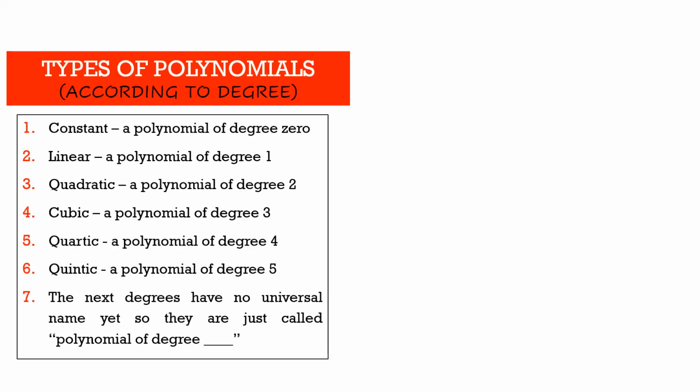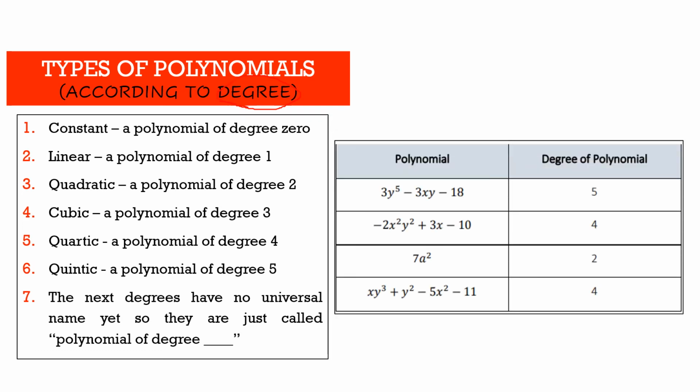Now, we can also classify polynomials according to the degree. We've learned about degree a while ago. It refers to the highest exponent of our literal coefficients. Okay, the first classification is a constant, wherein the polynomial is of a degree 0.